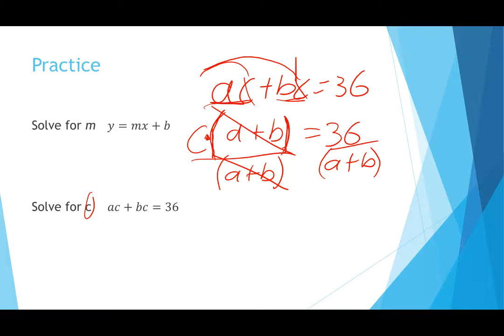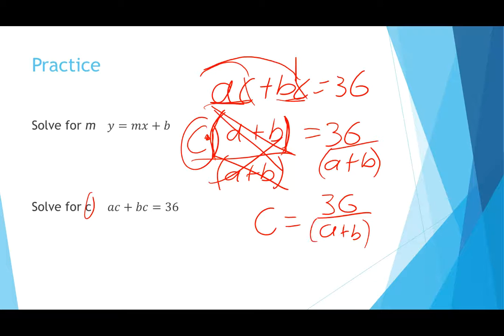And there's my answer. Because these are going to cancel, I'll just have C on the left side, and it'll equal the 36 divided by the A plus B. Now, you don't necessarily have to use the parentheses in the answer, because the parentheses are really only important if you're multiplying that group with something. Like here, I was multiplying the parentheses with C, which is why I needed the parentheses there. But here, these aren't getting multiplied with anything, so you can just take the parentheses off.